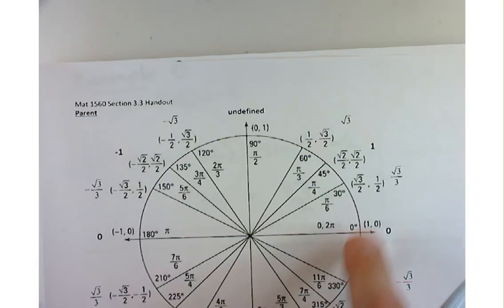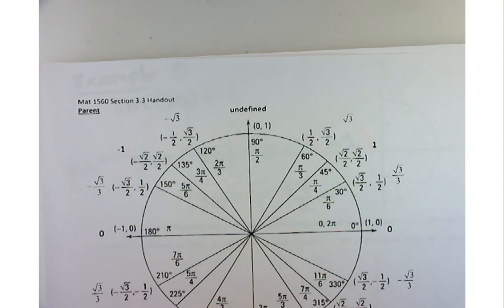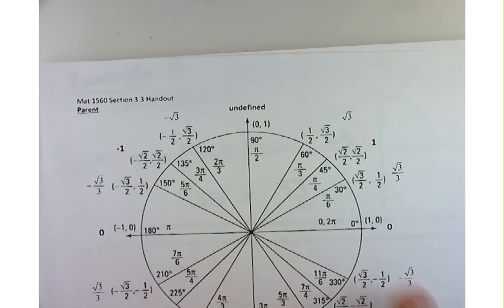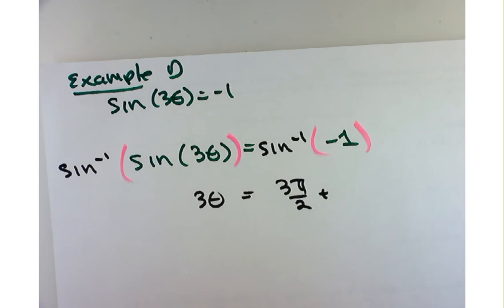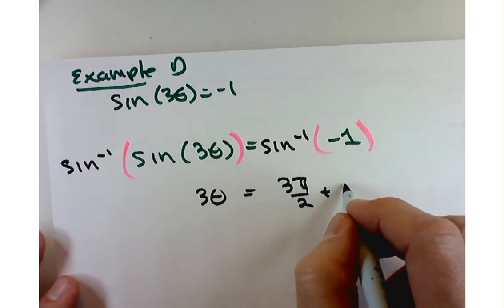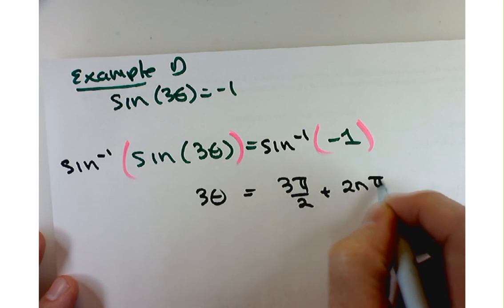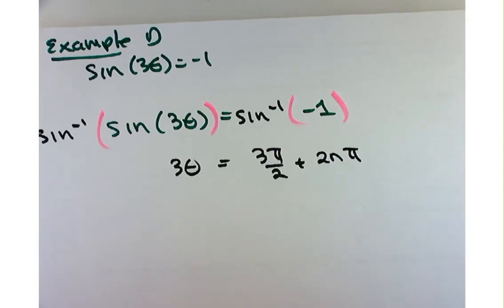But it could also be 3 pi over 2 plus 2 pi again, plus 2 pi again, plus 2 pi again. Basically multiples of 2 pi. So let me just build that into my formula, 2n times pi. So that's everything.